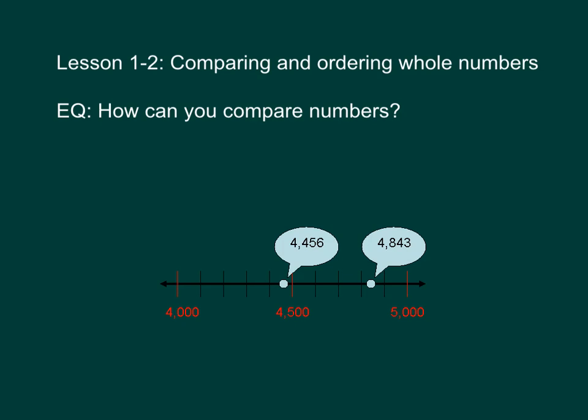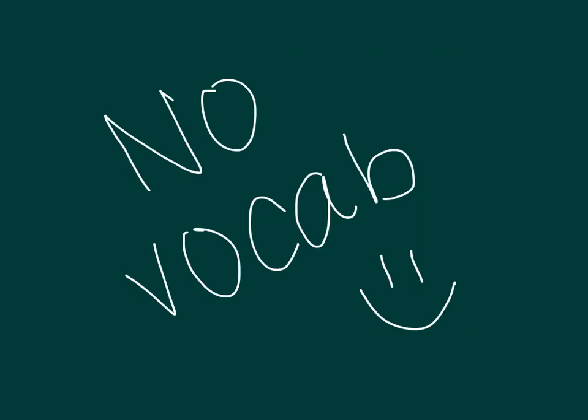This is lesson 1-2, comparing and ordering whole numbers. Our central question: how can you compare numbers? And our picture here shows comparing two numbers on a number line. Remember, you don't need to copy any pictures unless I say so. There is no vocab for this lesson.